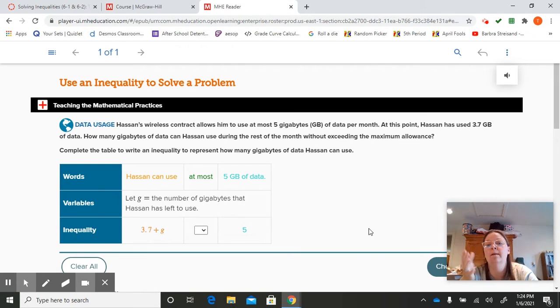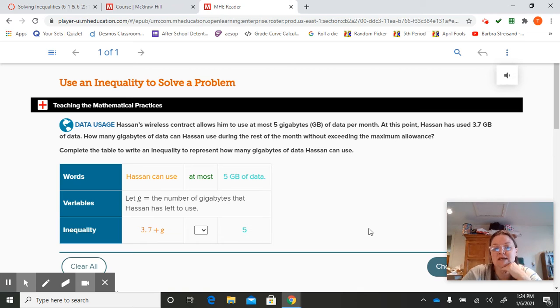Okay, he can use at most 5 gigabytes of data. That means he can use 5, he can use 4, he can use 3, etc. He cannot use 6, he cannot use 5.5, he can't use 5.1, he cannot go over or exceed 5 gigabytes.